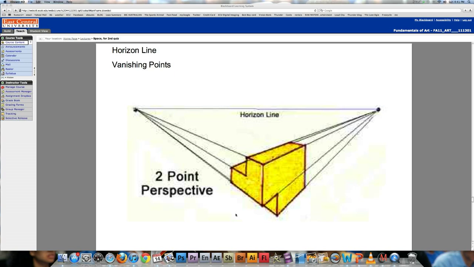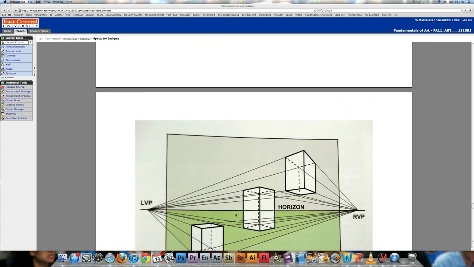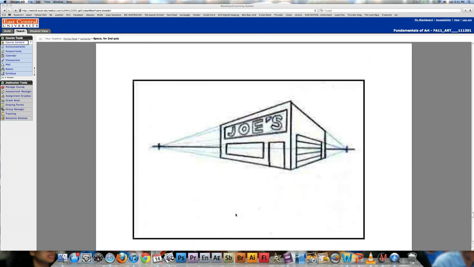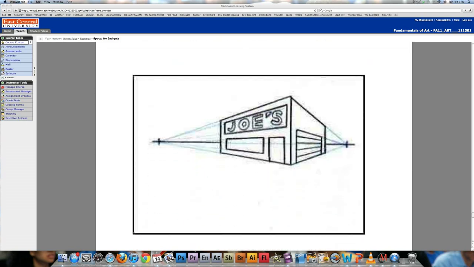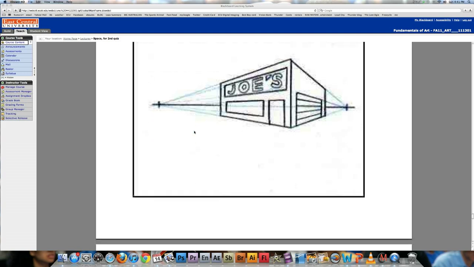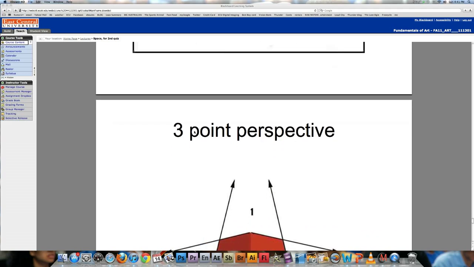This might be the one thing that you remember how to do from this entire class, two-point perspective drawing, because it's so easy to make something look real by using two-point perspective. See, with two-point perspective, you can even make things like windows, a door, a garage door maybe, the sign. You can even make the letters of the word Joe's using two-point perspective. And we'll go over all that a little bit later.